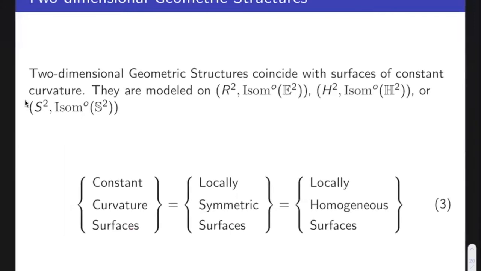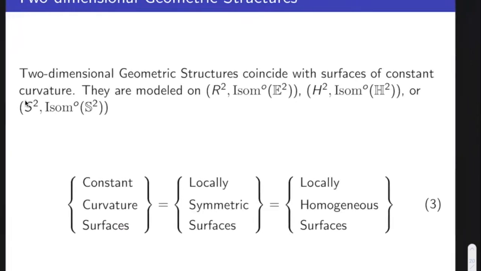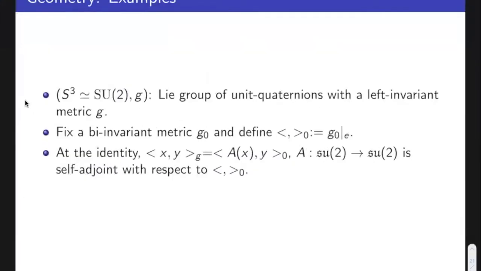To classify three-dimensional geometric structures, I think the following examples are quite helpful. Let's consider SU(2), the Lie group of unit quaternions, and I want to equip it with a left-invariant metric g.